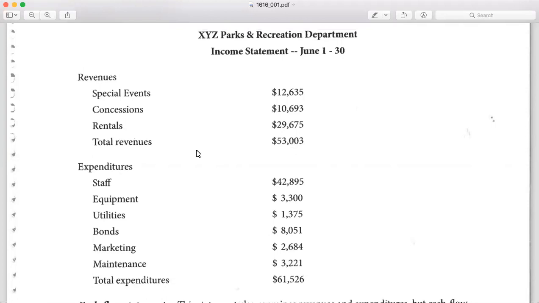So I'm looking for that number. What they did, to get that number, is they took the 61,526 and subtracted the $53,003. And so that is an income statement. Everybody got that? Okay, good.